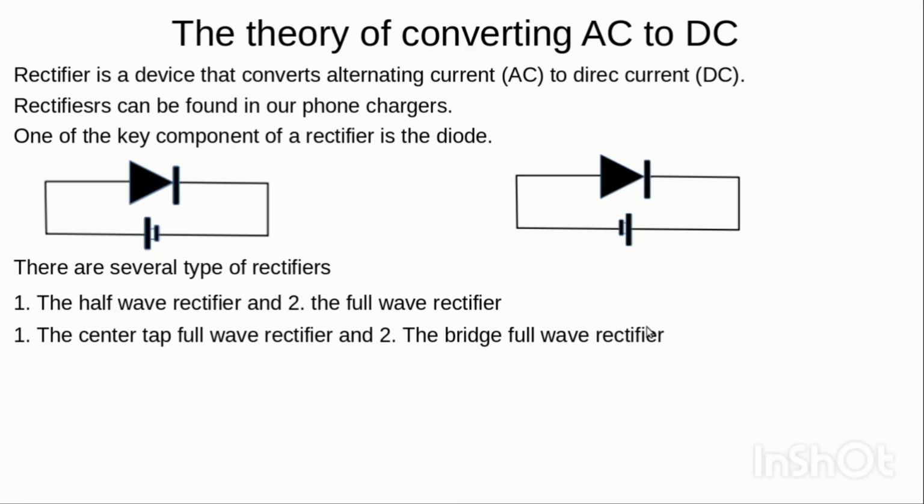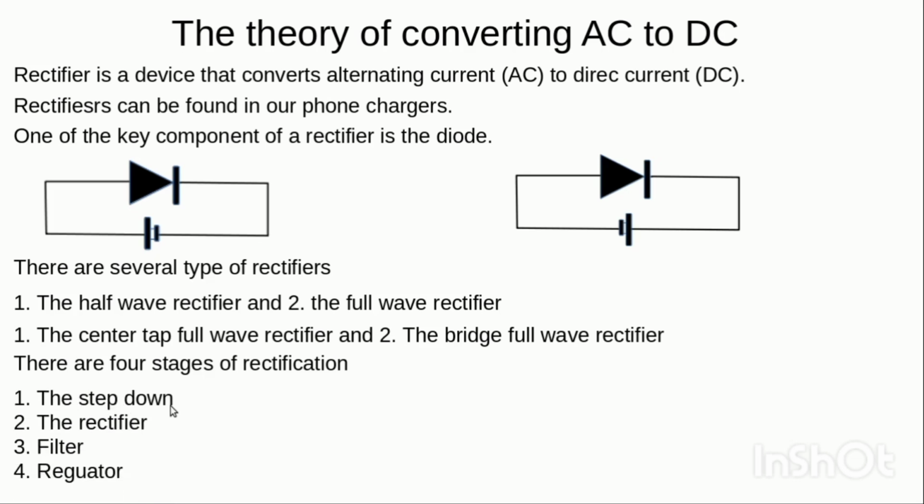Now under this one, there are 4 stages of the rectification. The first one is the step down, then the rectifier, the filtering, and the regulator, right? These 4 stages must be passed through for you to convert alternating current to direct current. Now, in the form of a diagram, let's depict these stages.